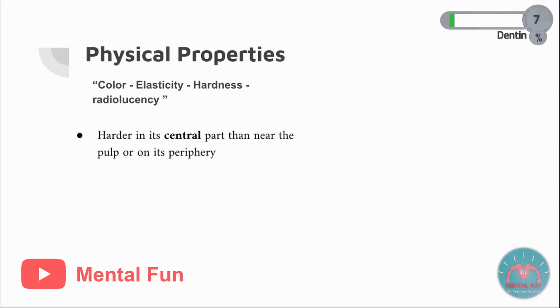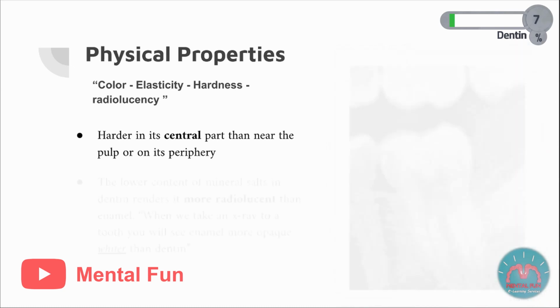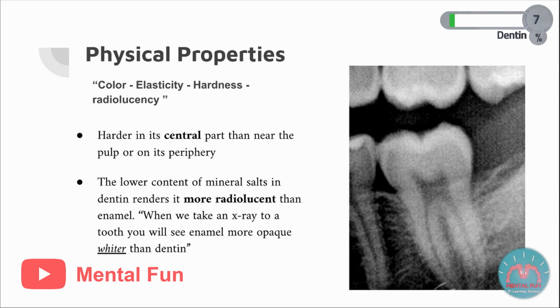Dentin is harder in its central part than near the pulp or its periphery. The lower content of mineral salts in dentin renders it more radiolucent than enamel.